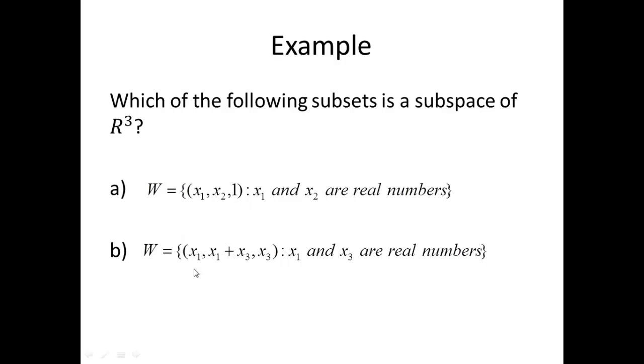For B, how is B defined? B is a set of all triples where the first entry or the first component is a real number, the third component is a real number, and the second component is the sum of the first and the third components. So 2, 5, 3 would be an element in W.